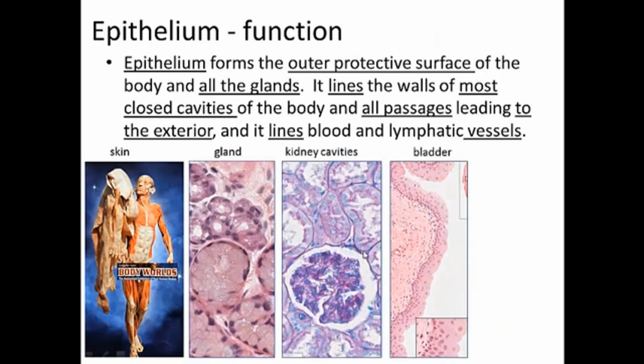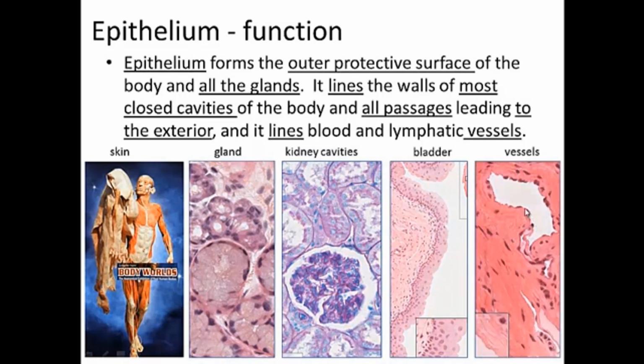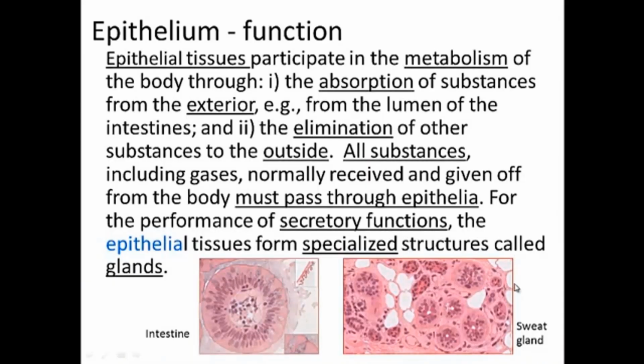And here you can see in the kidney, this is the renal corpuscle. It's lined by simple squamous epithelium, and the inside is lined by podocytes, another type of epithelium. It also lines passageways to the exterior. Here we see in the urinary bladder, where urine is going to be going out, we have transitional epithelium lining there. It also lines blood vessels. We see a blood vessel here, a lymphatic there, a little capillary here. Endothelial cells, simple squamous epithelium, line those cavities.